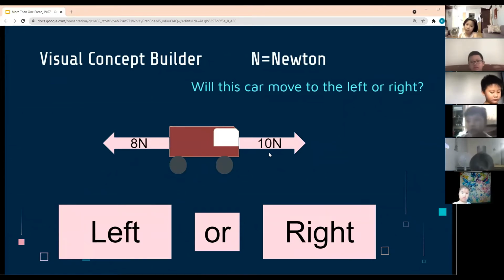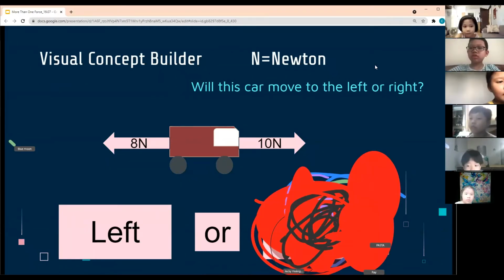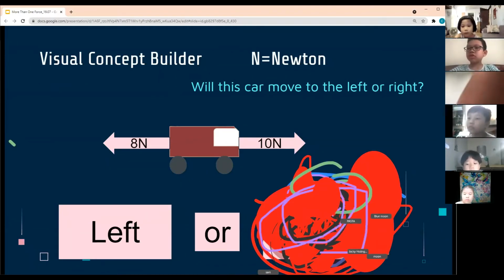So let's look at it. Now we have a car, okay? Will this car move to the left or to the right? What do you guys think? Circle your answer. Look at the car, look at the arrows with the force, and try to figure out where this car is going to move, to the left or to the right. You guys can circle in 3, 2, 1, go. Okay, you guys all got it. Good job.